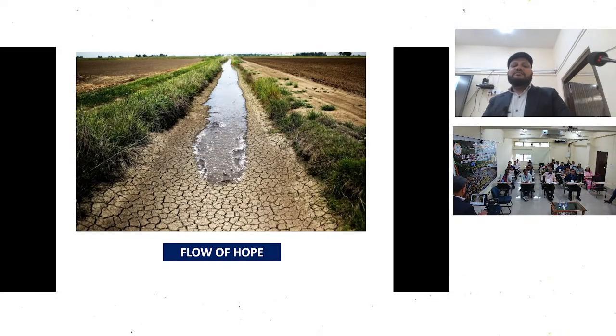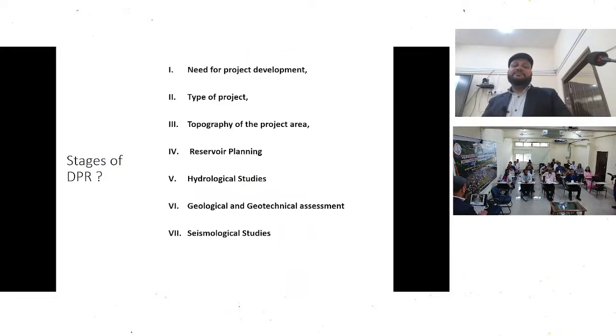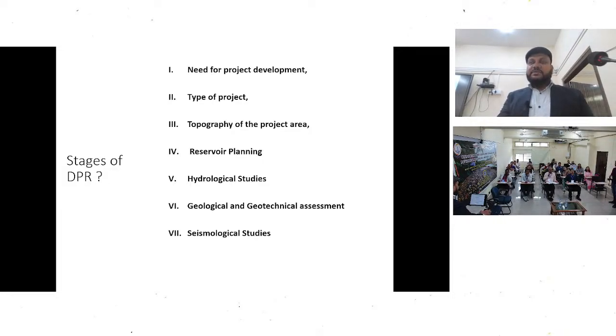And any water source is a flow of hope, because the project serves the people, whether by supplying water or by controlling or mitigating floods. The stages of DPR, different stages are there. First, need of project development, whether it is required or not. If required, then which type of project is required.